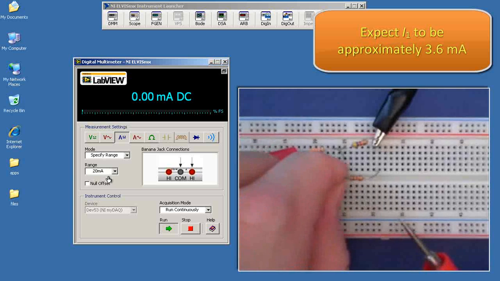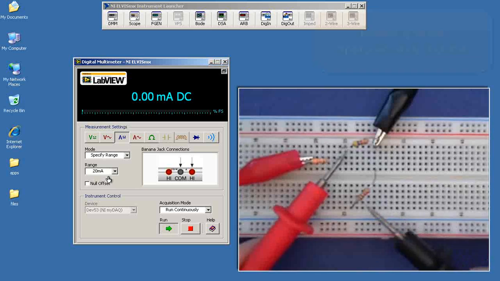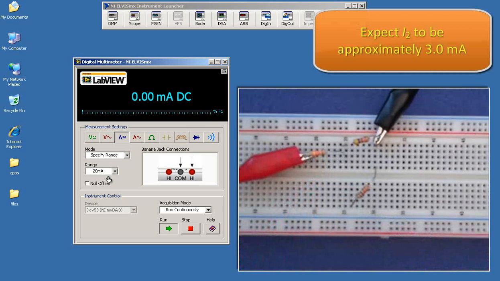So you want to make sure that you can duplicate that value of right around 3.6 milliamps. And I break the connection and then use the ammeter to complete the connection, and you should expect 2.97 milliamps.